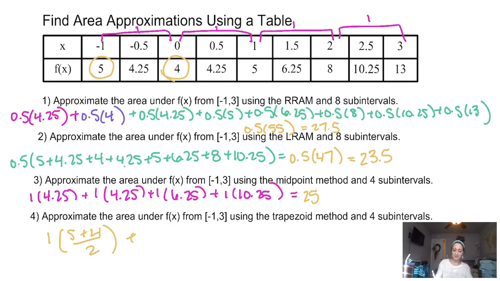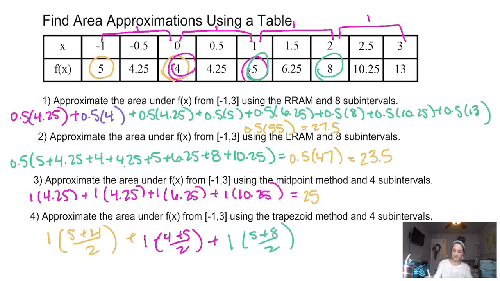My next rectangle, base of 1, this time I'm going to average 4 and 5. The next one will have a base of 1 still, and now I want to average 5 and 8. And then lastly, a base of 1, and I want to average 8 and 13. And by the way, on an FRQ, please leave it like this.